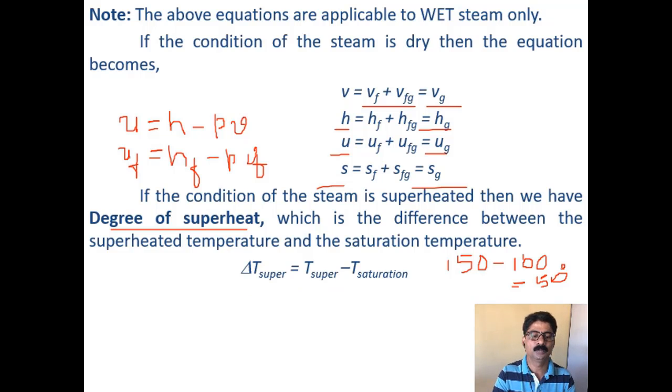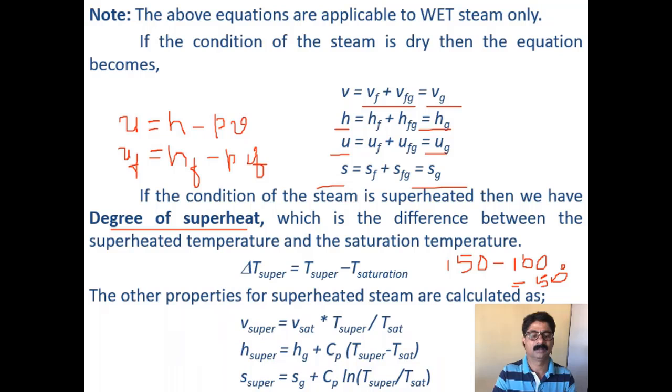Now for superheated steam, the expression for specific volume is V super equal to V sat into T super by T sat. This is based on Charles law, for a constant pressure process. V super by V sat is equal to T super by T sat. So V1 by T1 is equal to V2 by T2 for a constant pressure process. Using that, you find V super by V saturation is equal to T super by T sat, so you can rewrite it for V super.